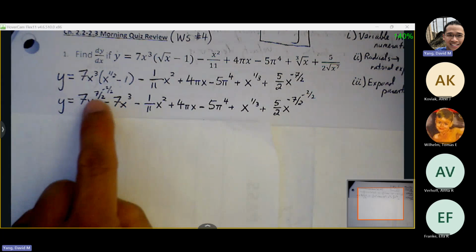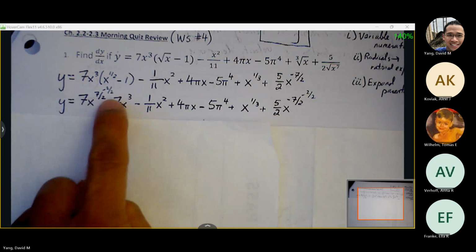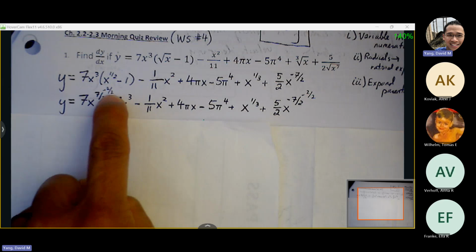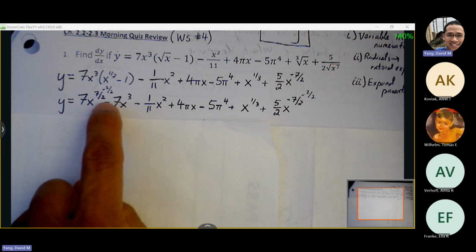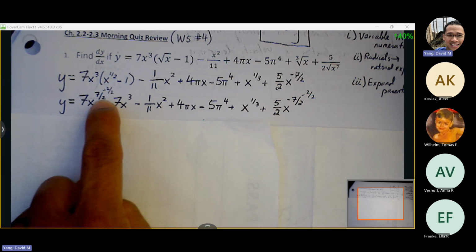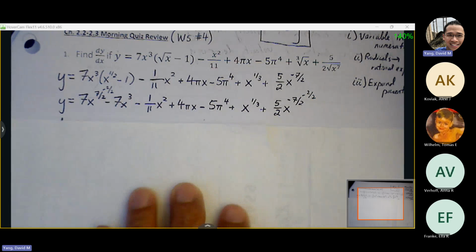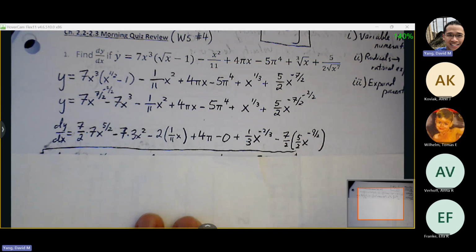Okay, so derivative, we bring down the 7/2 and we subtract 1 from the exponent. So that minus 2/2 is just to indicate that I'm about to subtract 1 from that 7/2. And then we repeat that process for every term.